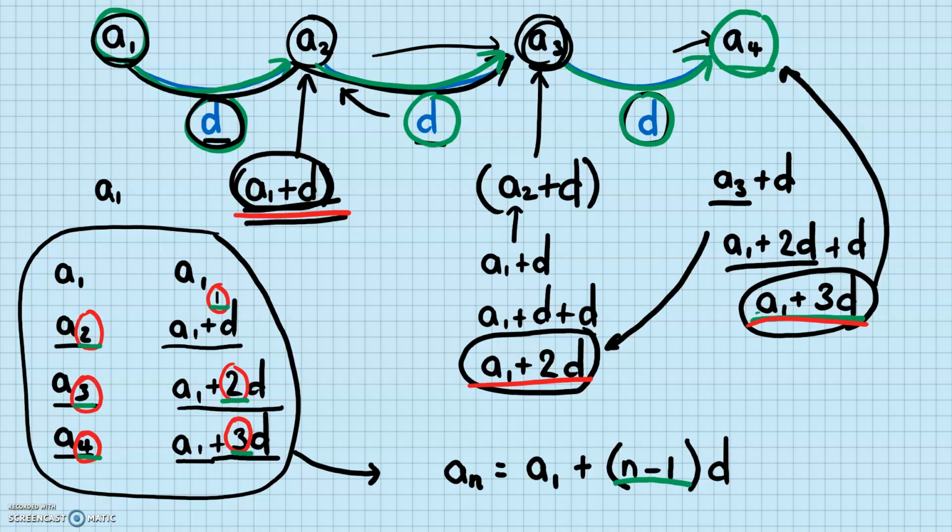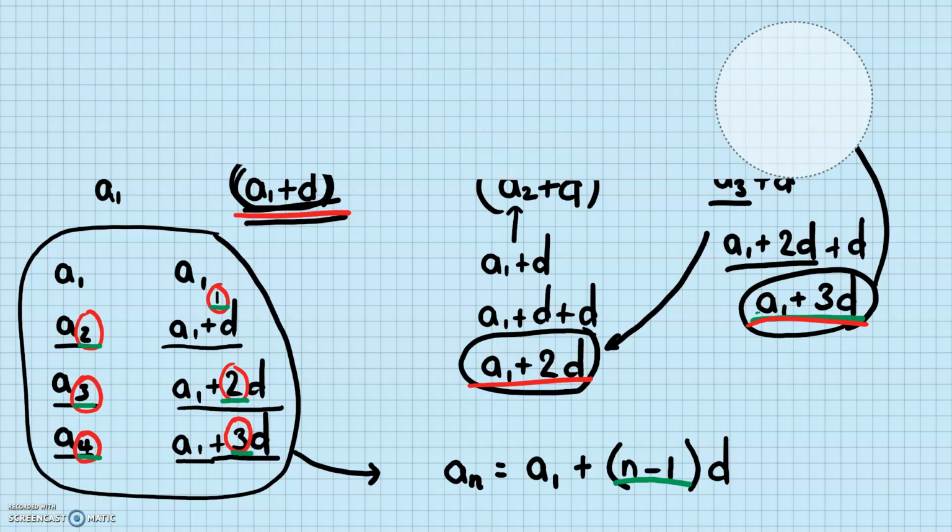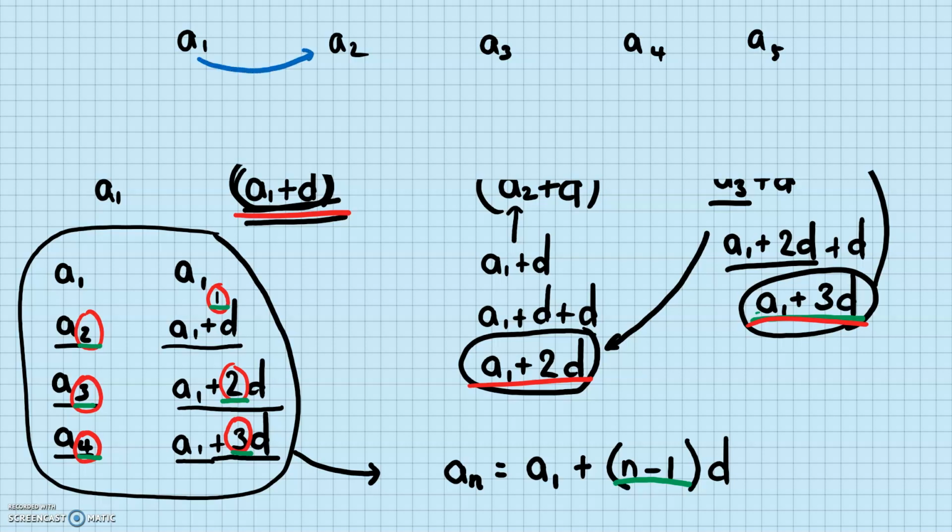The reason for that is also shown graphically here. If we have a sub 1, a sub 2, a sub 3, a sub 4, a sub 5, the number of times we're adding the D is represented by the intervals. So to get to a sub 5 from a sub 1, we've had to add D 1, 2, 3, 4 times. It's 1 less than this number because there's 1 less interval than the number of terms.